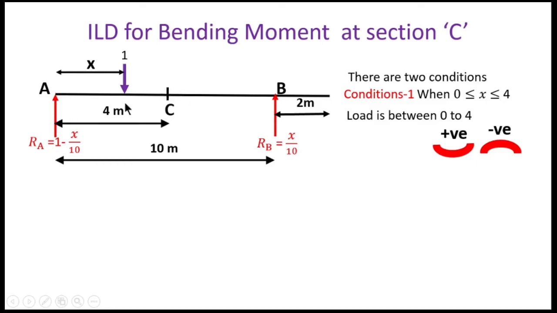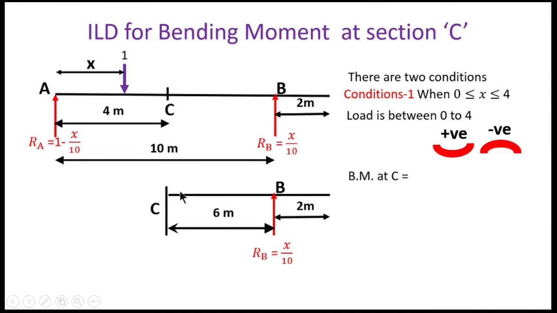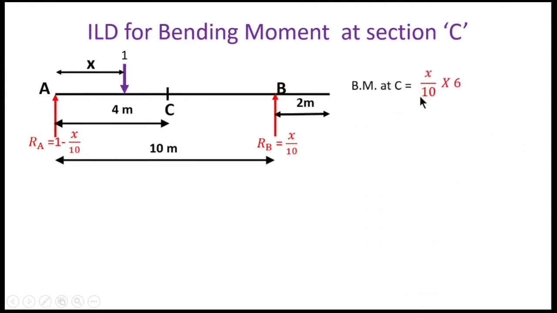So when this load is between 0 to 4, what is the bending moment at C? We can calculate it from the left side or from the right side. For the sake of convenience, we are calculating from the right side. So bending moment at C is equal to, from the right side there is only one force, and this is an upward force that creates the sagging bending moment. That is why we can say that is Rb into 6. We know Rb is equal to x by 10. So we got the bending moment equation, that is x by 10 into 6. Now we put the limit as per our limits, 0 to 4.